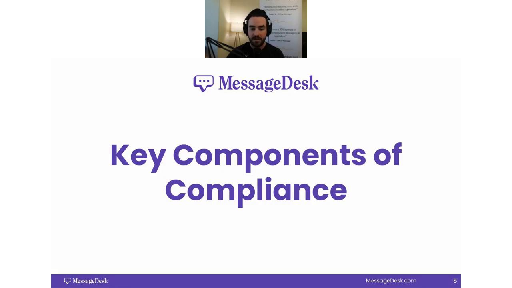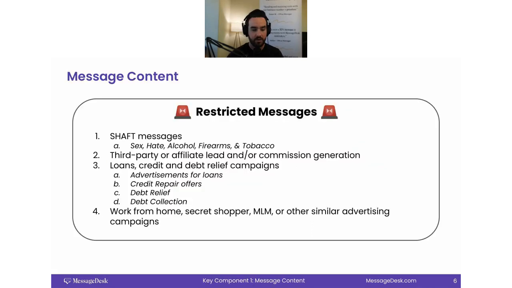So moving on here, now we're going to dive into those key components of compliance that I was talking about before. First, we're going to go over restricted messages. Generally, you can message about anything on text messaging networks. There are just a small list of things that carriers essentially restrict you from messaging about, whether you are registered as a business or not. Going over some of these, SHAFT messages. These are prohibited by federal law. This is sex, hate, alcohol, firearms, and tobacco. Some of those are restricted products. Others, they just don't want you texting about in general as an entity or a business.